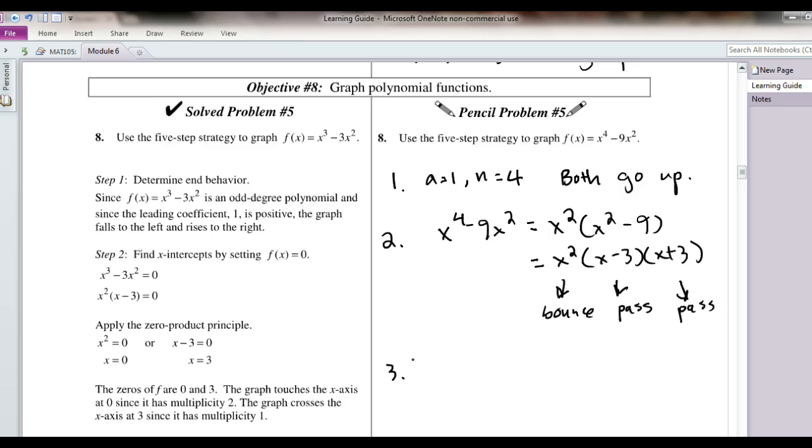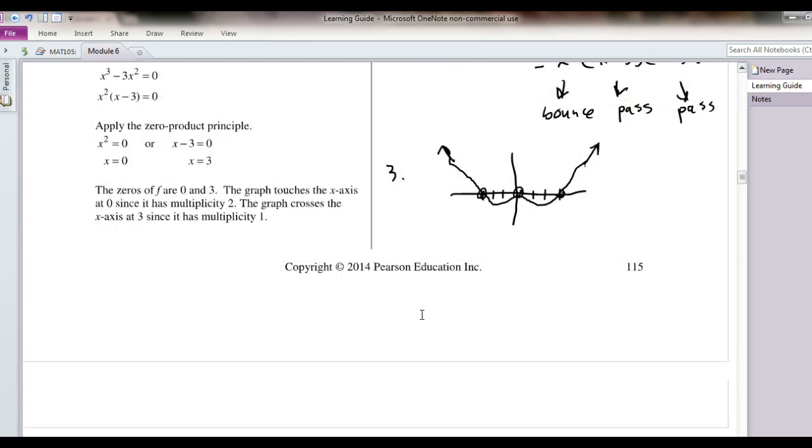So if we want to do a quick and dirty sketch of the graph, we have 0, we have 3, and we have minus 3. And we know it's bouncing off this middle 0, and eventually both sides go up. So then we just have to connect them, and there's only one right way to do it, really. We pass through this one, we bounce off the middle one, and then we pass back through the last one. And that's our graph, kind of like an upward W.